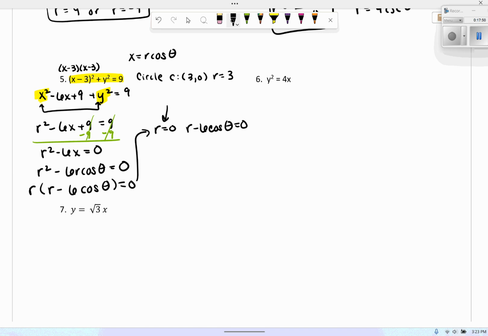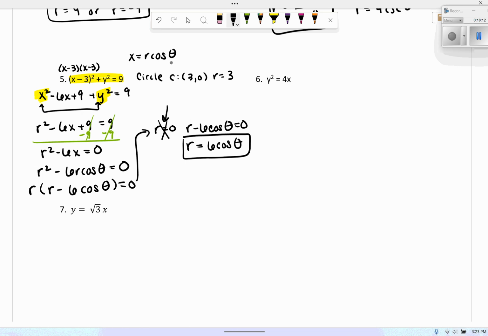So r equals 0 would be at the pole or the origin. That's not actually a part of our graph, so we don't actually use that for our answer. So the next step would then just be solving this equation for r. So r is equal to, if we add this to the other side, 6 cosine theta.